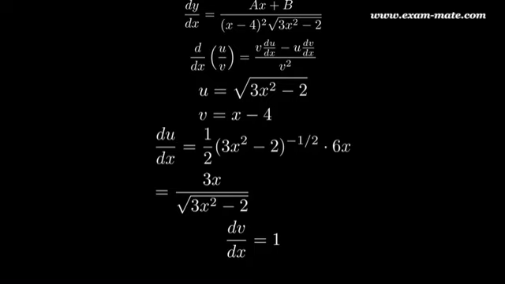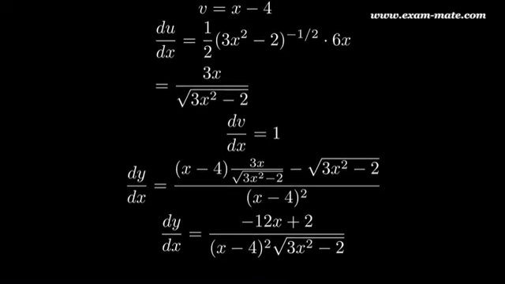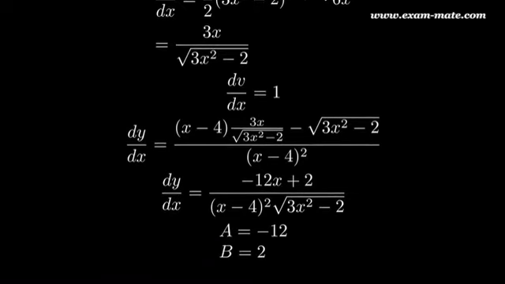Now let's substitute everything into the quotient rule. This gives us x minus 4 times 3x over the square root of 3x squared minus 2 minus the square root of 3x squared minus 2, all over x minus 4 squared. After simplifying the numerator, we get negative 12x plus 2 over x minus 4 squared times the square root of 3x squared minus 2. Therefore, a equals negative 12 and b equals 2.